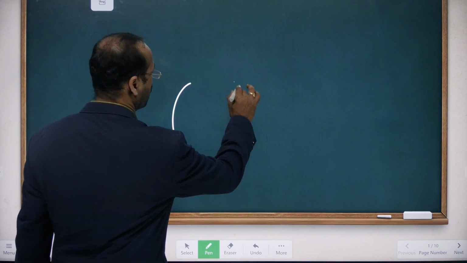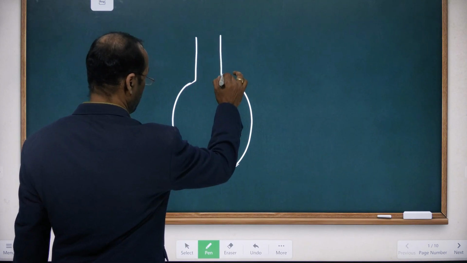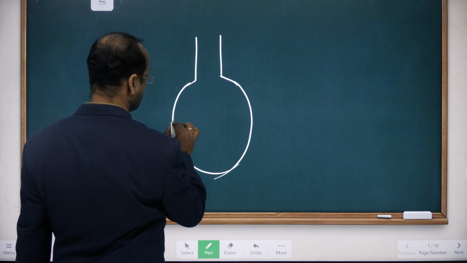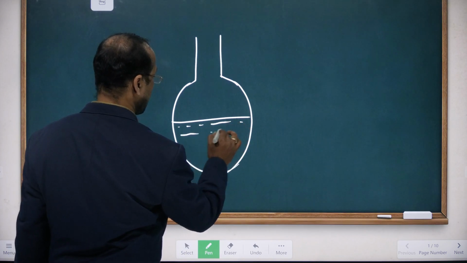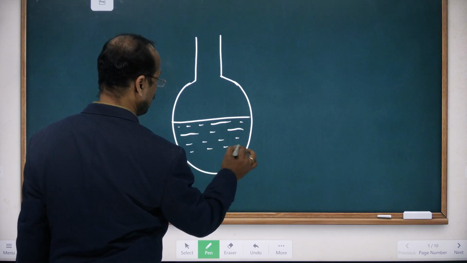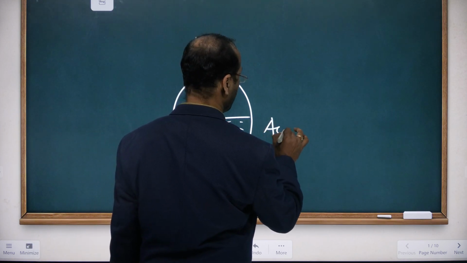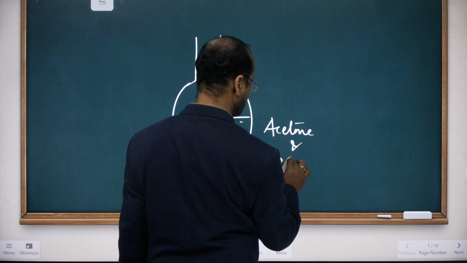Okay, this consists of what? Let you think, one round bottom flask, and here it is. This is the neck of the flask, and here we take the mixture of two liquids. So these are the mixture of two liquids, and here for example acetone and water we are taking.